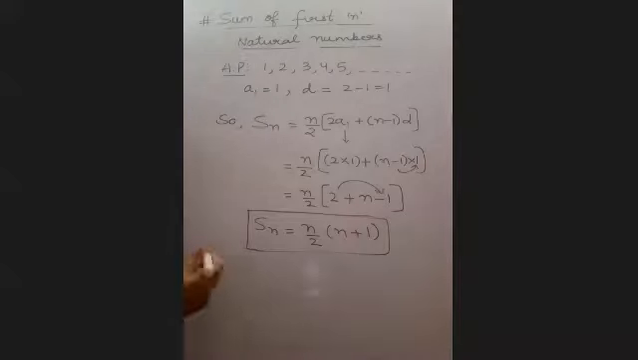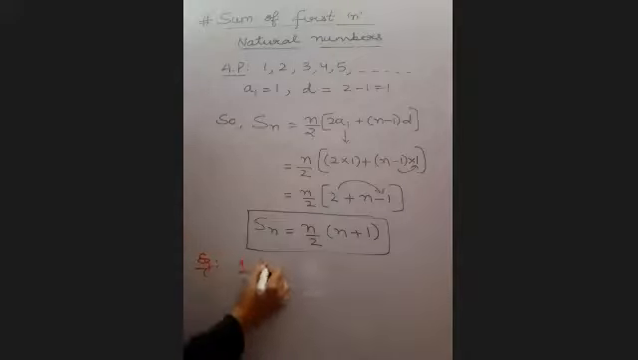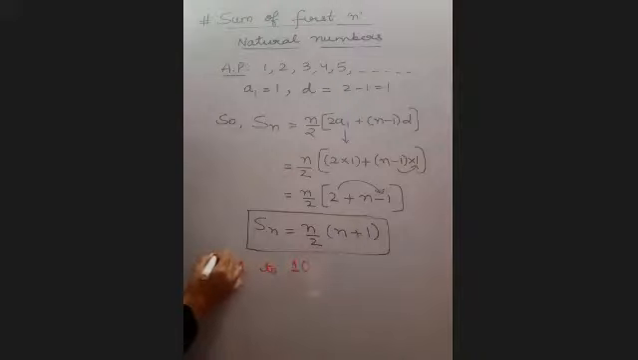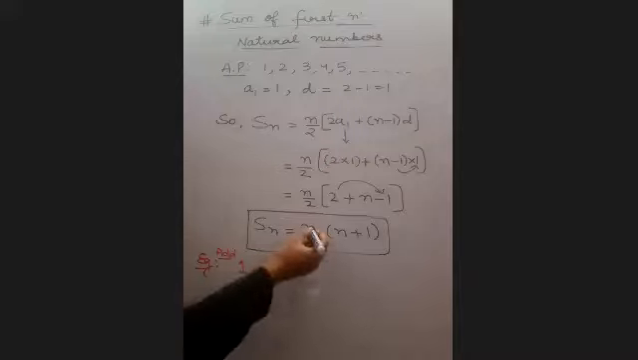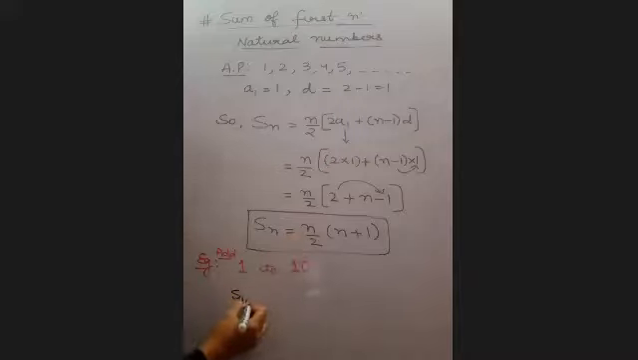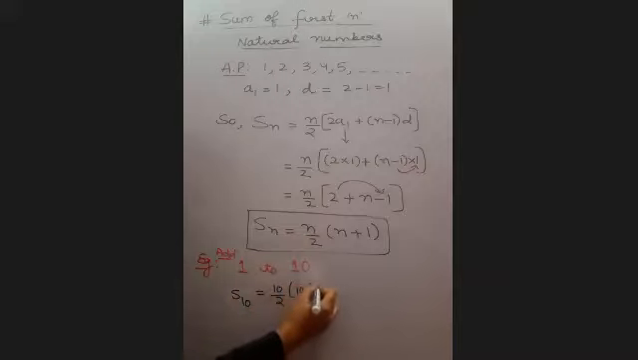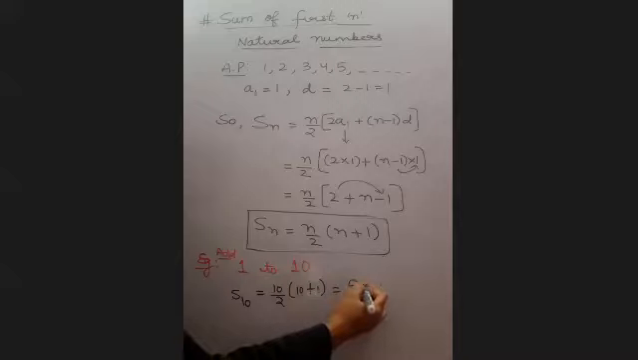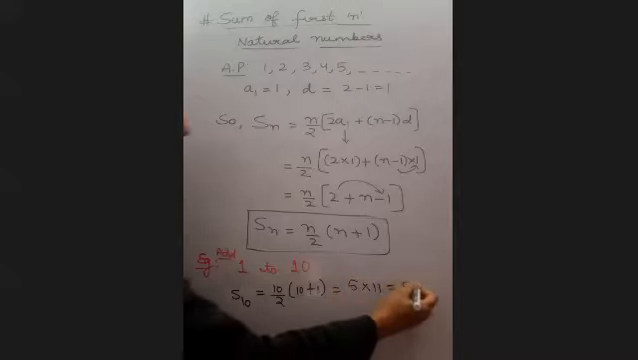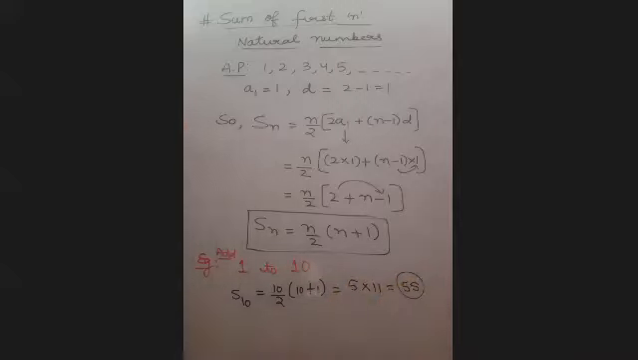Right. For example, suppose you want to add up numbers from 1 to 10. You have to add 1 plus 2 plus 3 plus 4 up till 10. So how are you going to do that? You simply need to replace n by 10. 10 by 2, 10 plus 1. That is 5 into 11, which makes it 55. Got it?